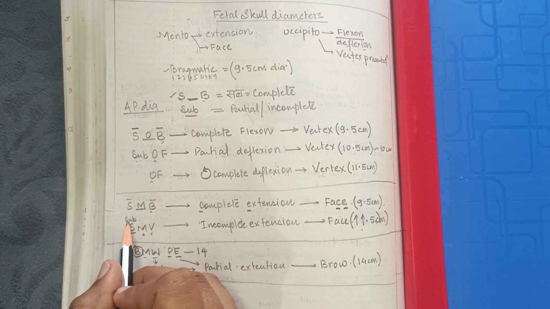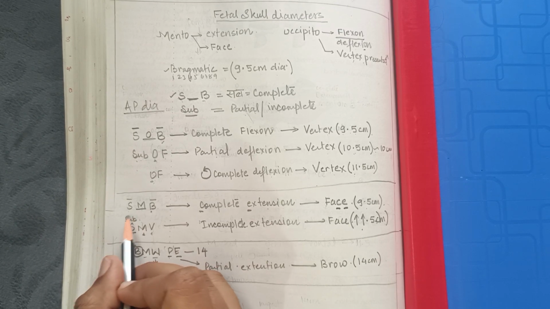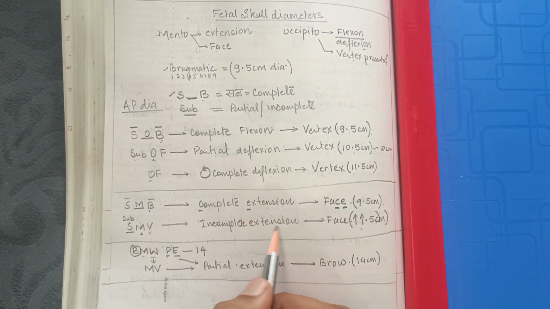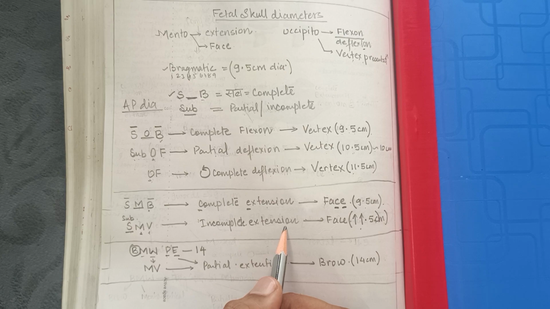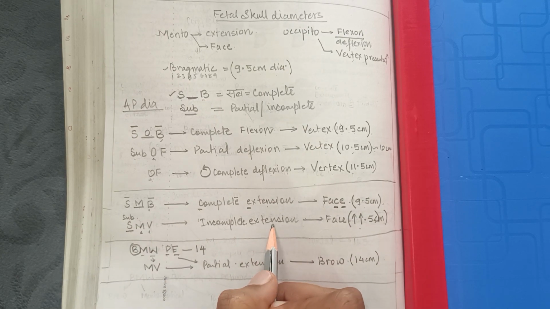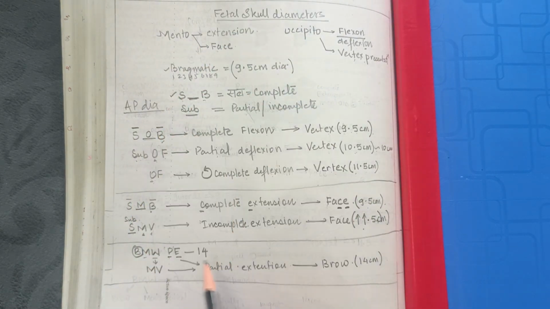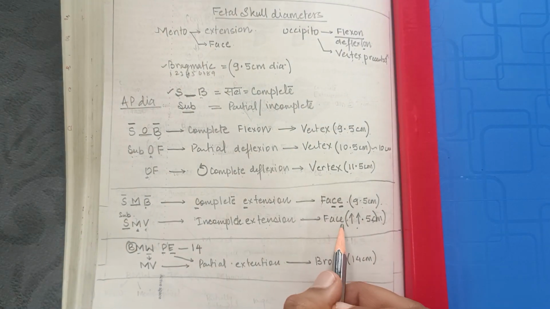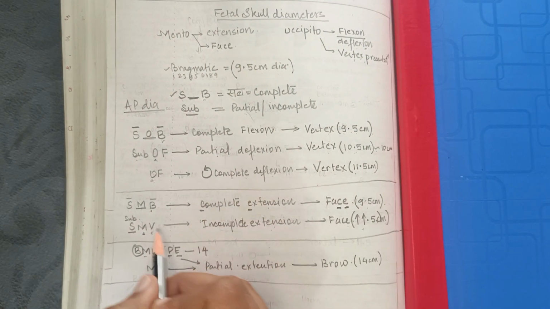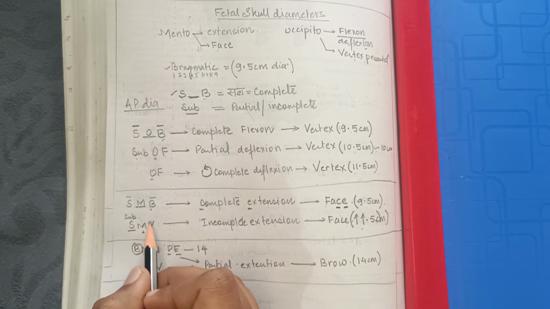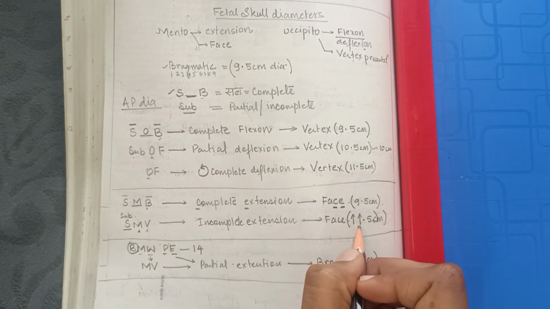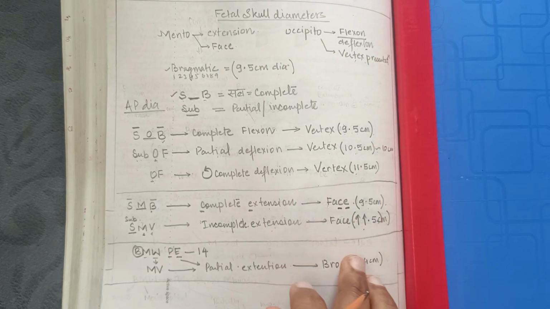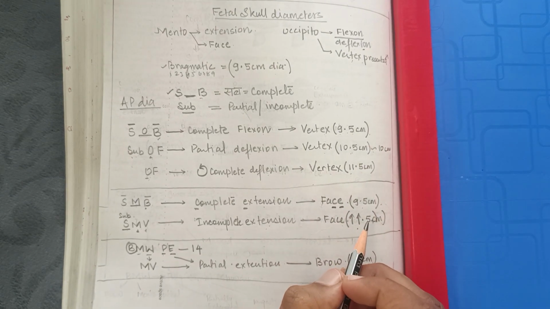Sub is for incomplete. Sub is incomplete, so I have incomplete extension. Why extension? Because it is mento, no, so mento. And mento is related to face, so face. And vertex, and V is like vertical, something vertical has to be like this. And 11.5, everywhere I've added 0.5, so you can add on.